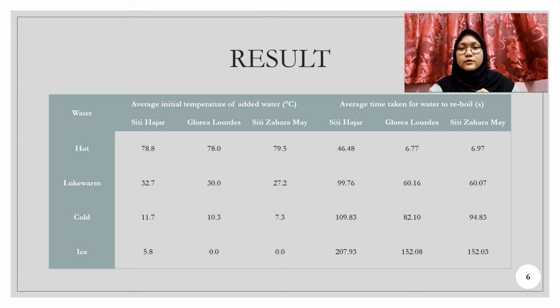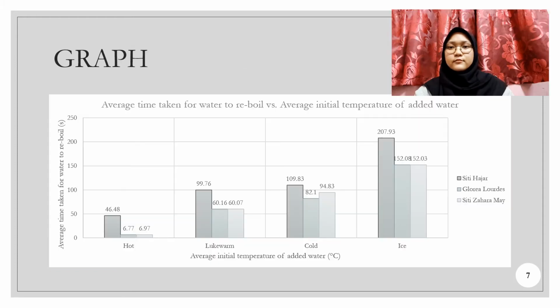This is the experimental data from each group member compiled in the table shown. Each experiment was repeated 3 times, so the average initial temperature of added water and the average time taken for water to reboil were calculated. The experimental data in the table before was put into a bar chart. As you can see, there is a slight difference in the data obtained from each of the group members, but generally the trend is the same.